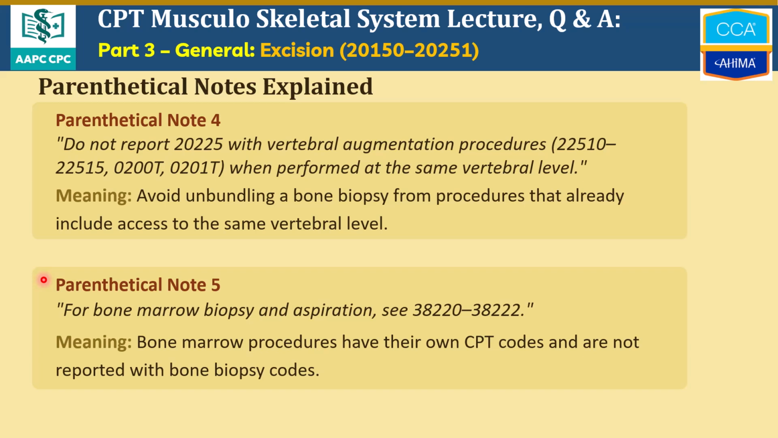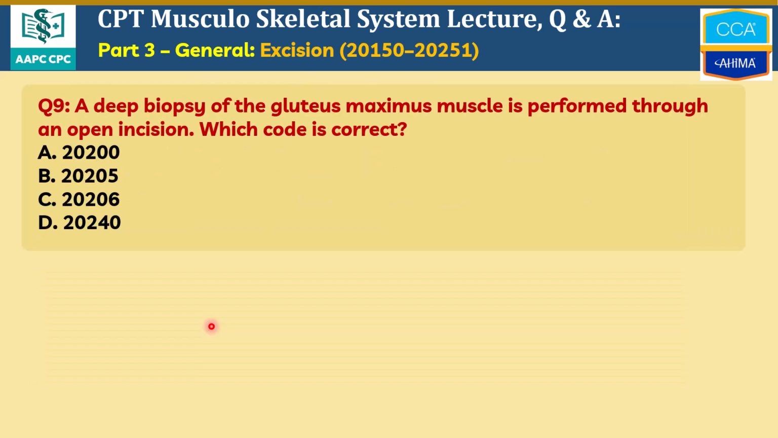And parenthetical note 5, for bone marrow biopsy and aspiration you had to use these codes. That means bone marrow procedures have their own CPT codes and are not reported with these bone biopsy codes. Let's do some CPC type questions, then you will understand these code scenarios.